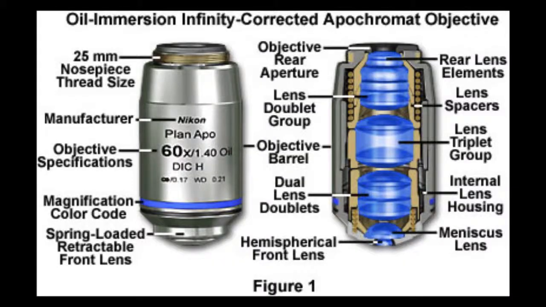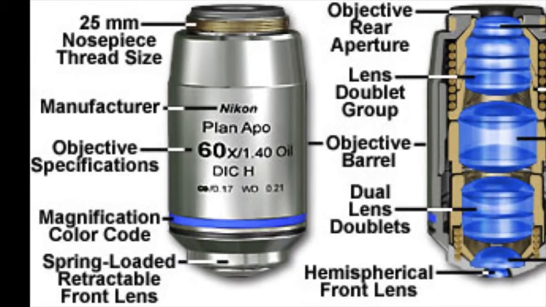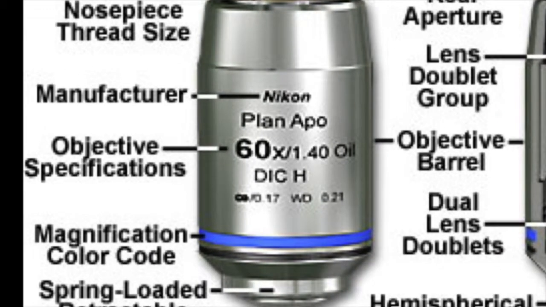But first, let's just talk about the information that's printed on the barrel of the objective itself so that you can understand what these things mean. The first thing you see on the objective, of course, it's a Nikon objective, but we'll be working with Leica objectives on the microscope that we're using. There's a description of the type of lens, plan apo. We'll discuss that again in a little bit. But more importantly, the magnification of the objective. Here it's printed 60x or 60 power.